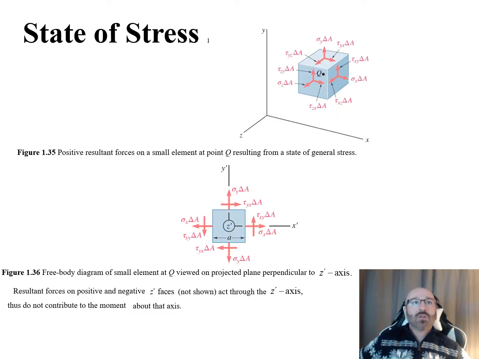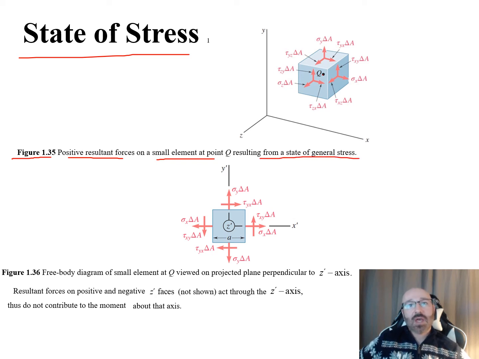So let's take a look at the state of stress. In figure 1.35, we have positive resultant forces on a small element, right there at point Q, resulting from a state of general stresses. We can see all of these stresses here: our taus and our sigmas and our delta A's for each of those along the way.